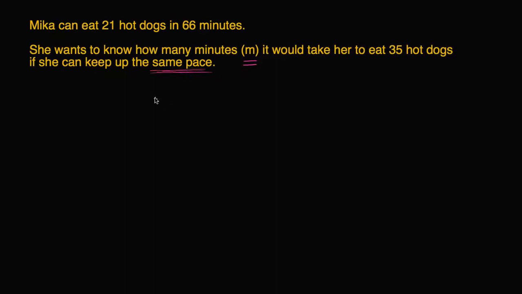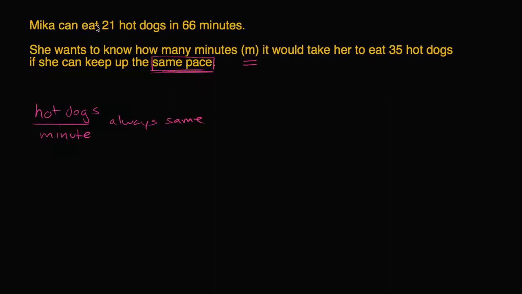All right. A big clue is the same pace. That means that the hot dogs per minute is going to be constant, is always going to be the same, because this is essentially the pace. Her hot dogs per minute are going to stay the same. It's going to stay at the same pace.